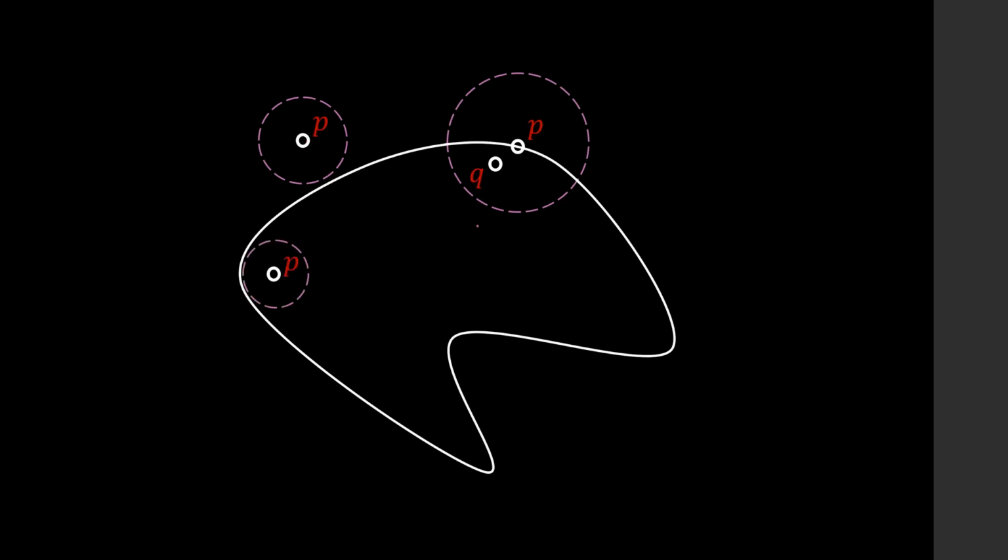And finally, we have the notion of an interior point. An interior point says there exists an open neighborhood of p such that the whole neighborhood is contained within this set here. And so then we have two important notions of set: closed sets and open sets.